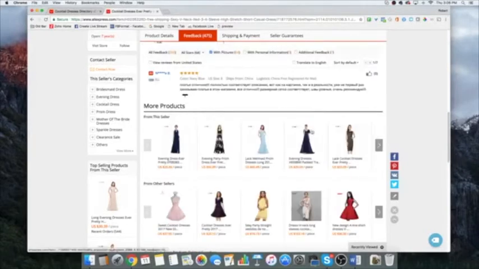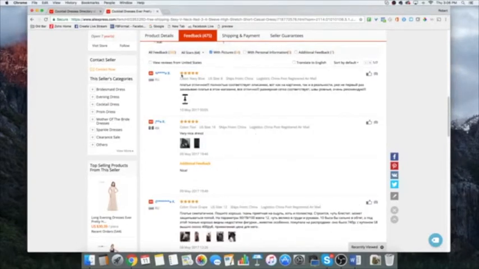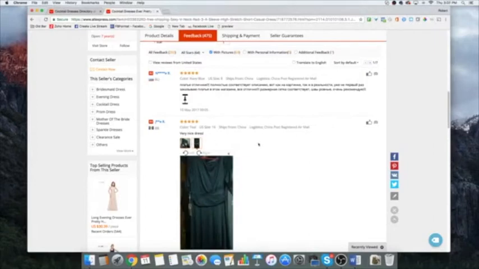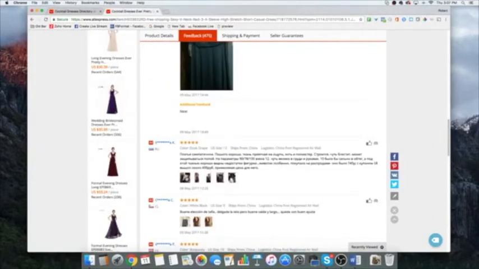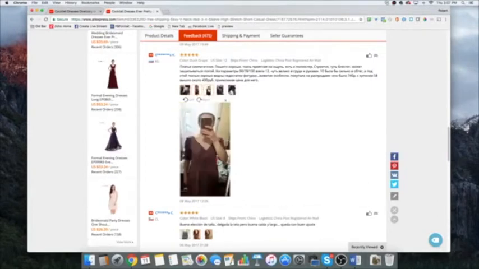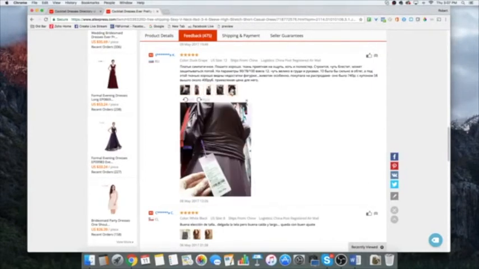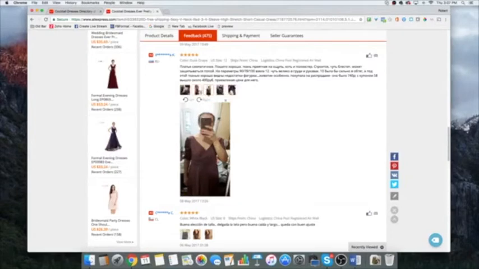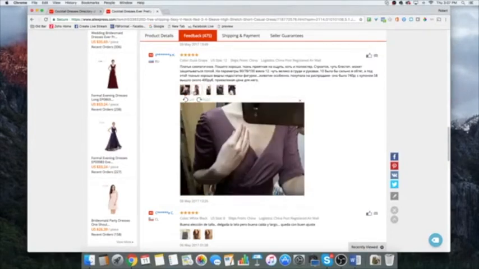Let's look at pictures. You get some quality pictures of it in the packaging. You get it hanging up, what it looks like. You get people wearing it. Again, you want to be careful of these ones, because you don't want to get pictures of the people in it. But it does give you a good idea of how it fits.